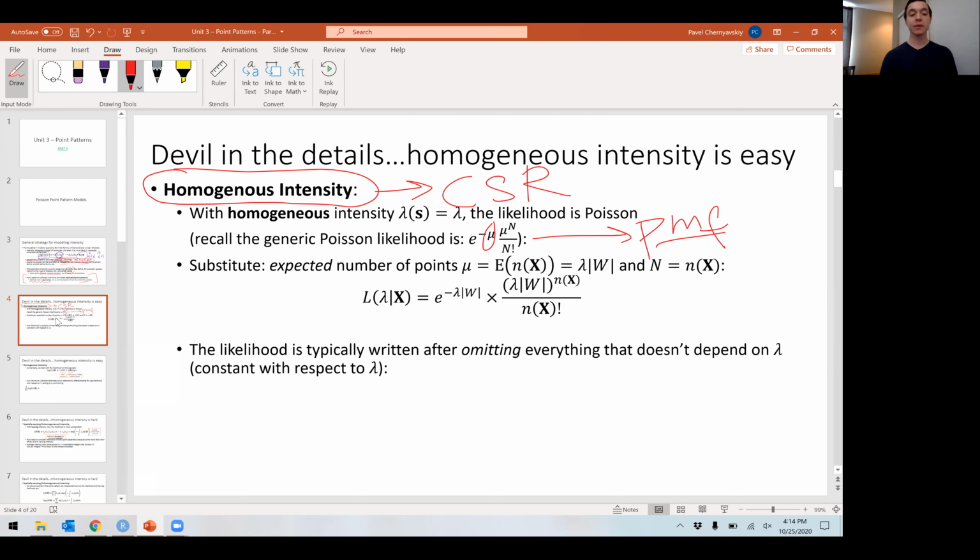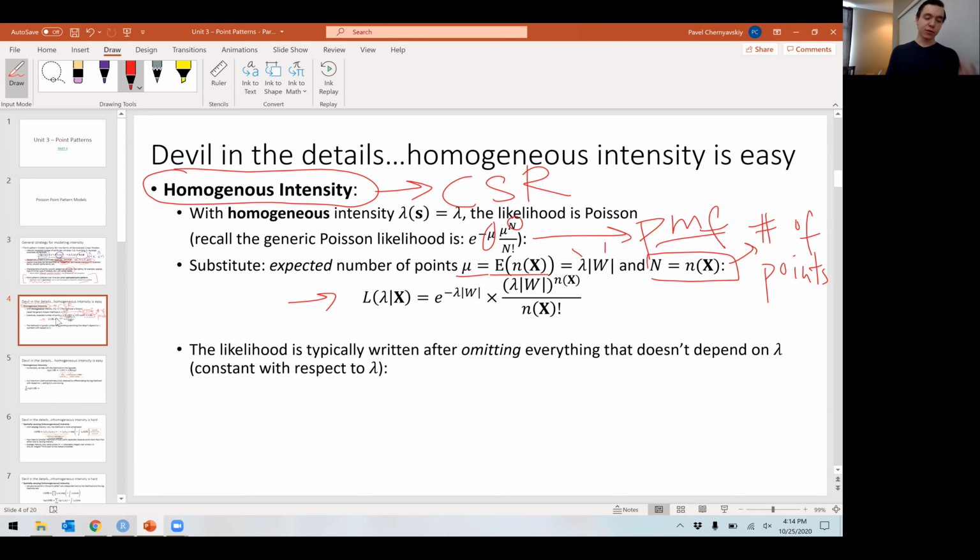So here's a generic PMF. We are just going to substitute our ideas about spatial point patterns into the mean, right? So it's the expected number of points. Remember, the expected number of points is lambda times the area of W. And that way, lambda is the number of points over the area of W, and n is just the number of points. If we substitute these things pretty directly, we get this expression right here.